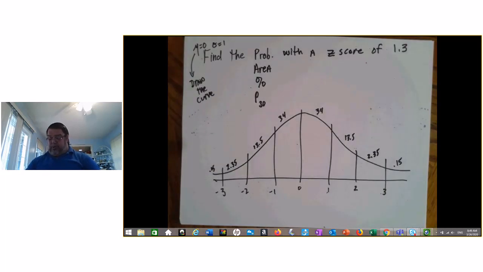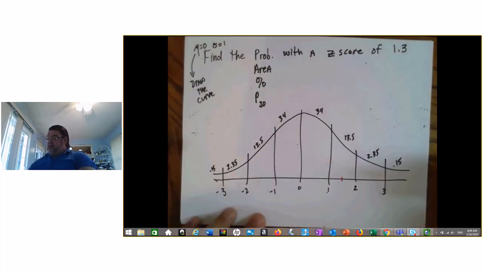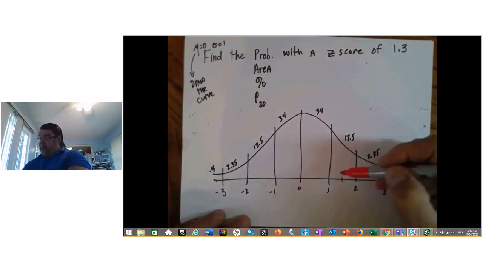and I'm going to do it in red. I don't like to write in red, but I'm going to do it in red because it's easier to see versus the black. So 1.3, there's 1.5, so I'd say 1.3 is right in here.